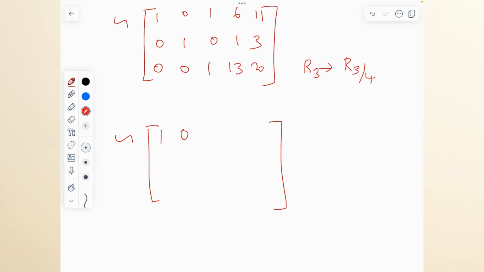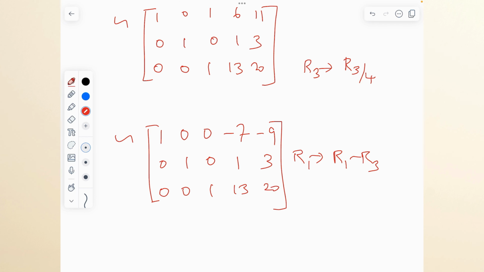So 1, 0. Okay. And the first row, what we should do, R1 is R1 minus R3. So 1 minus 0 is 0, 0 minus 0 is 0, and 1 minus 1 is 0, and 6 minus 13. So what is 6 minus 13? It is minus 7. And what is 11 minus 20? It is minus 9. So 0, 1, 0, 1, 3, 0, 0, 1, 13, 20. Perfect. So now we have achieved the unit matrix form: 1, 0, 0, 0, 1, 0, and 0, 0, 1.